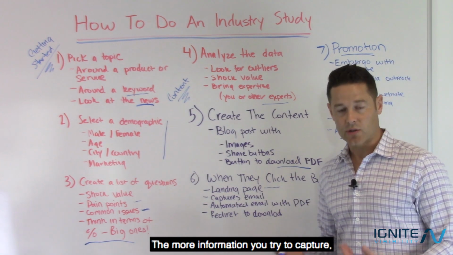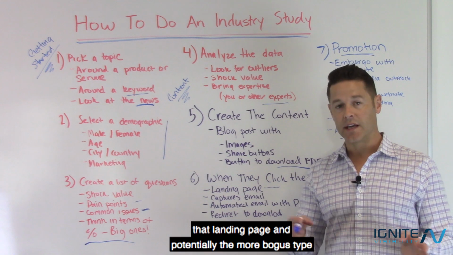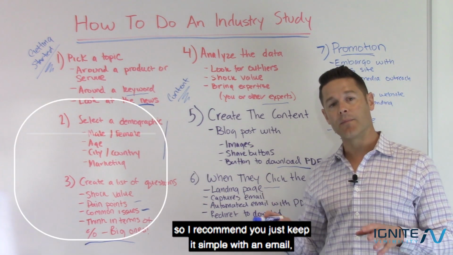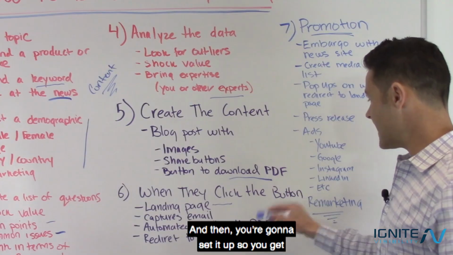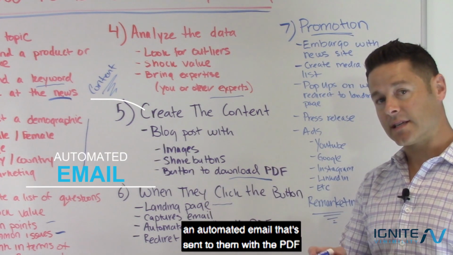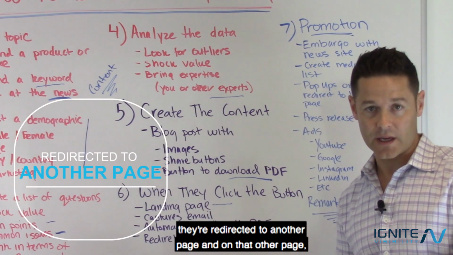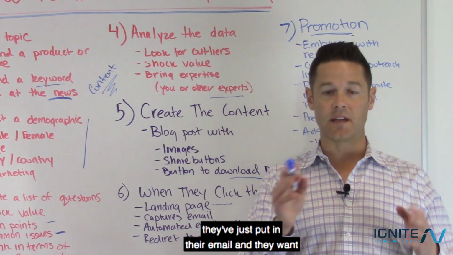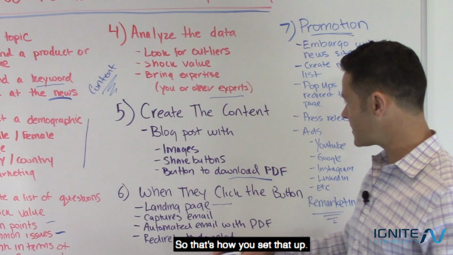The more information you try to capture, the harder it's going to be to get them to fill out that landing page, and potentially the more bogus type of information you're going to get. So I recommend you just keep it simple with an email. That's generally what we've done. And then you're going to set it up so you get an automated email that's sent to them with the PDF as a download. And in addition to that, they're redirected to another page. And on that other page, they can click a button to download the PDF because they've just put in their email and they want that instant gratification, okay? So that's how you set that up.